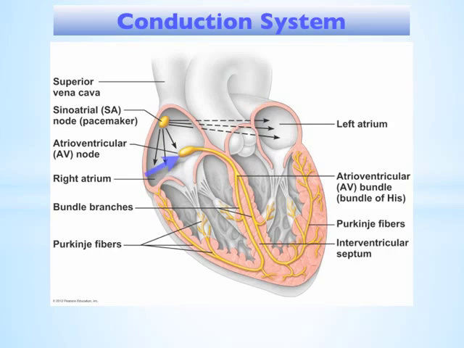to the atrioventricular node. It then sends a signal down through the bundle, the atrioventricular bundle, which goes through the interventricular septum, the wall of muscle between the ventricles, and then spreads out via Purkinje fibres across the heart wall.